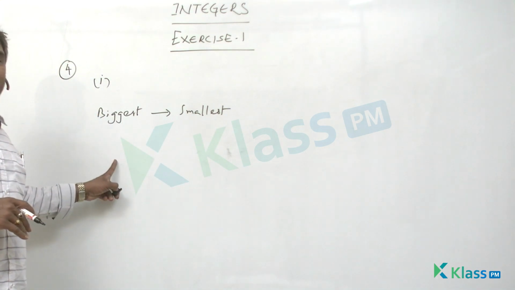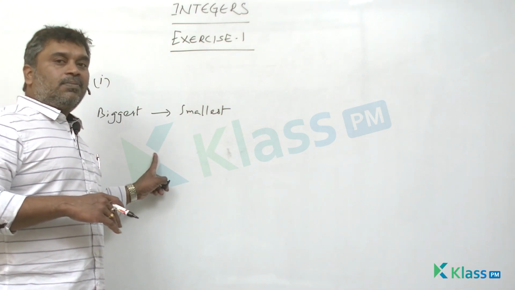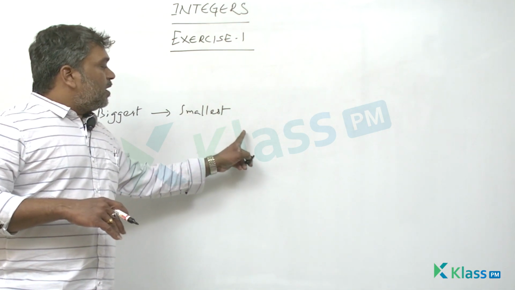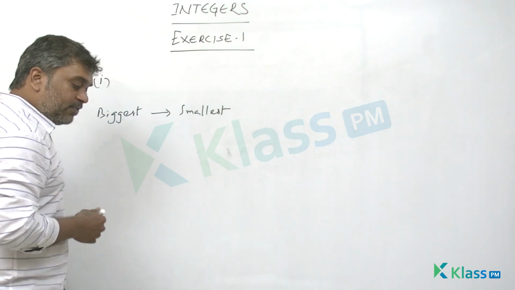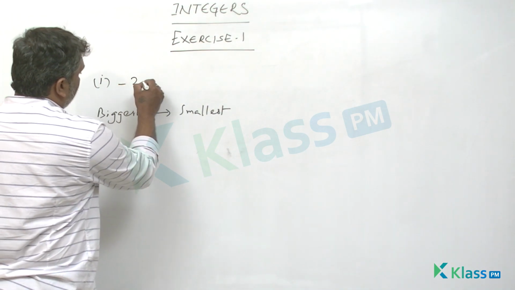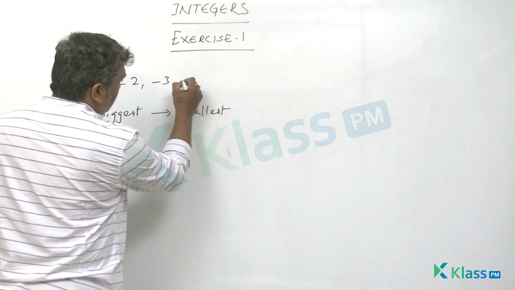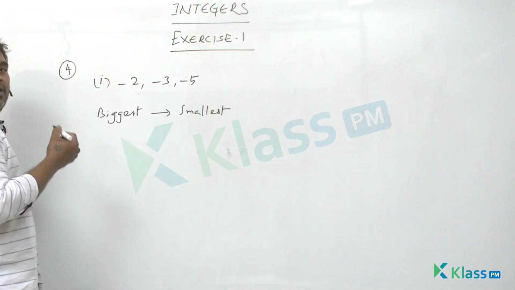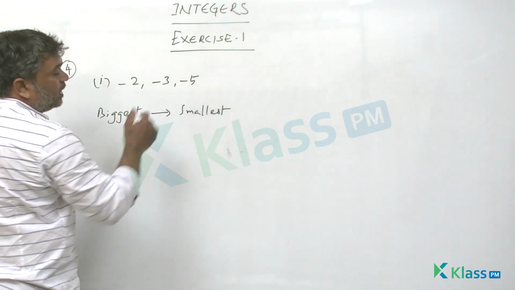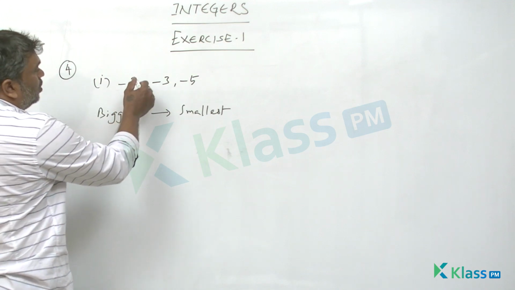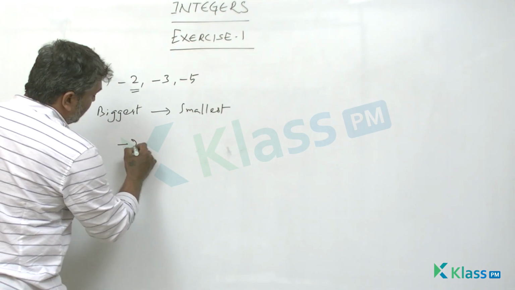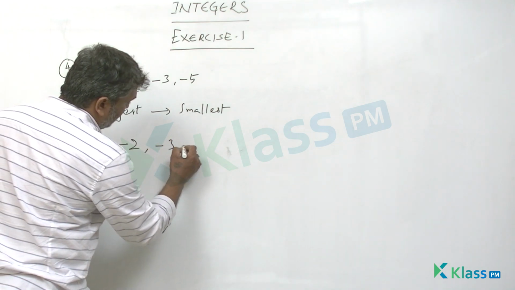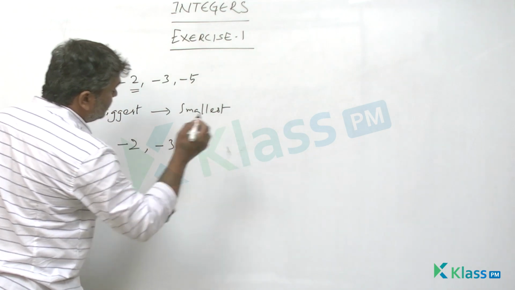First you have to write the biggest number, then the next biggest number. Ultimately, in the last, we need to write the smallest number. Let us check with the first example: minus 2, minus 3, minus 5. Here we are having all negative integers, so the smallest number is the biggest number. So minus 2, minus 3, minus 5 is the descending order.